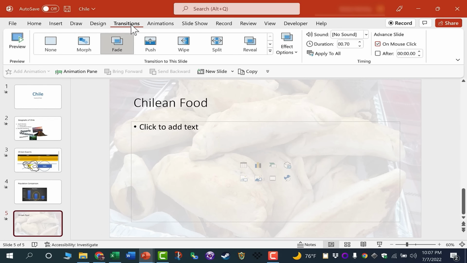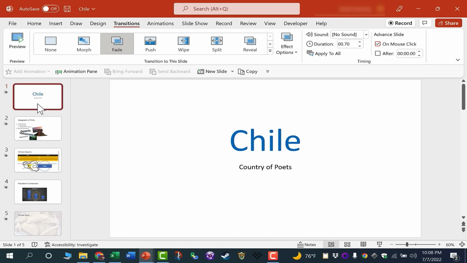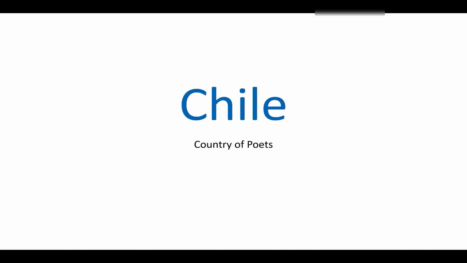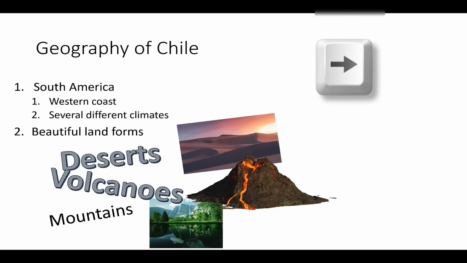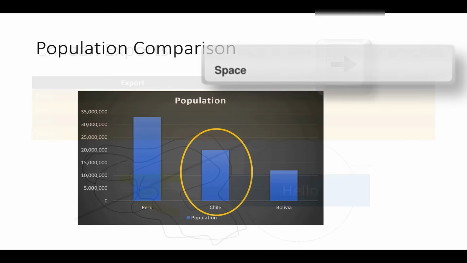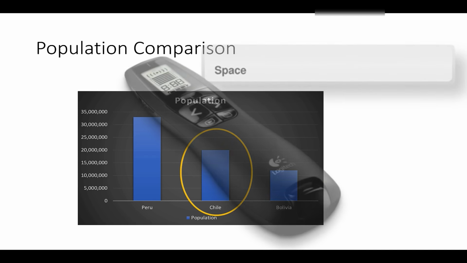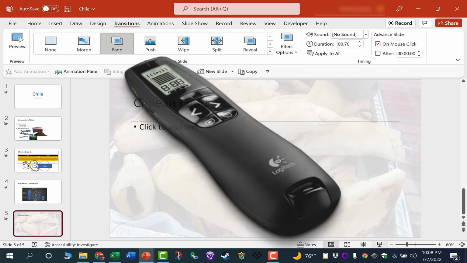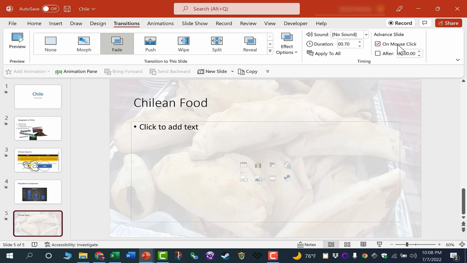Now, another option that we have here on the Transitions ribbon is Advance Slide. By default, the on-mouse click option is selected, and that's good. What that means is anytime I want to transition from slide 1 to slide 2, all I have to do is click the mouse button, or if I want to, I can use the right arrow or the space bar. All of those methods, or even a presentation remote, will advance the slides. And I'm going to leave it that way. I think it's a good idea to leave that checked.